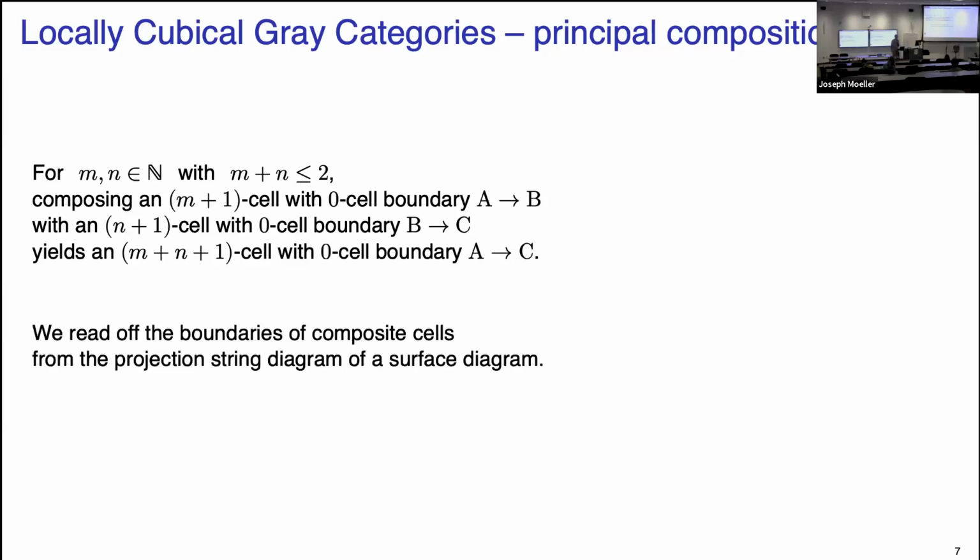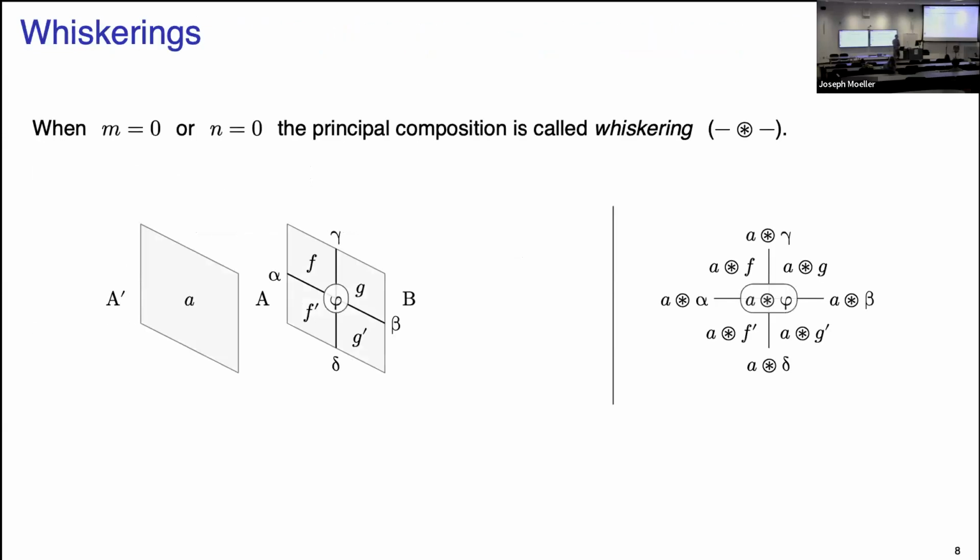And the nice thing about this is that we can just read off the boundaries of composite cells by looking at the projection string diagrams of surface diagrams. So if either m or n is 0, this principal composition goes by the name of whiskering. I'll write this with this infix circled asterisk operator.